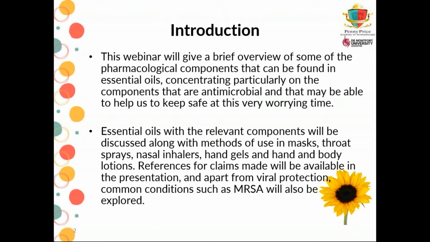We're also going to look, apart from viral protection, at common conditions such as MRSA, that sort of thing, not in any great depth, but just essential oils that are very, very powerful and will help with microbial conditions. It's important that we look at microbes as bacteria, fungal microbes and virus type microbes. So we're looking at the whole gamut of how essential oils can help.